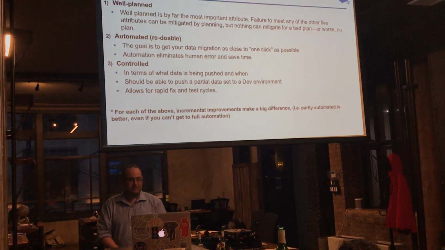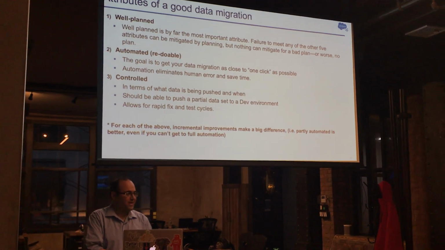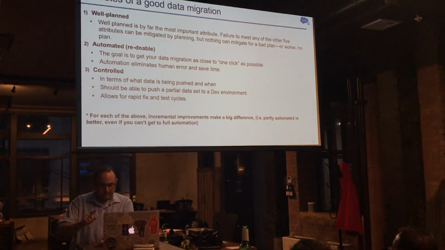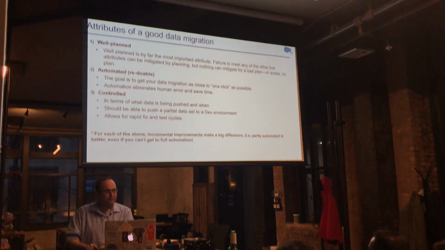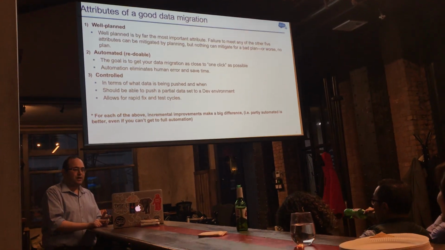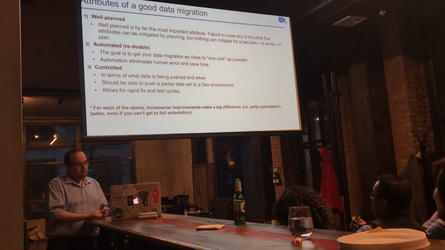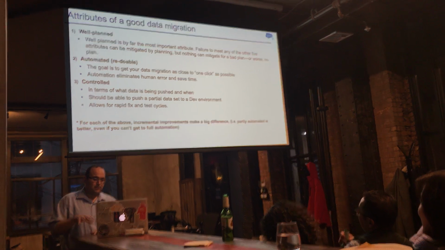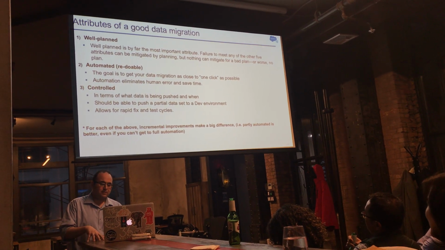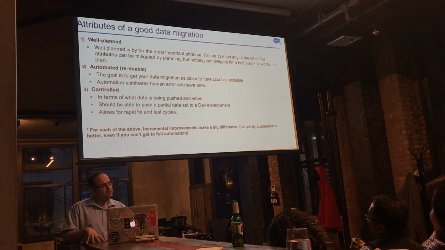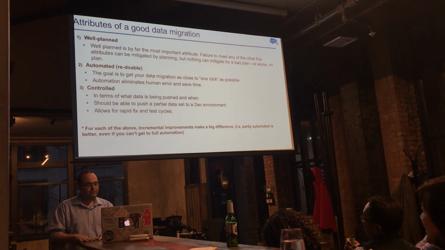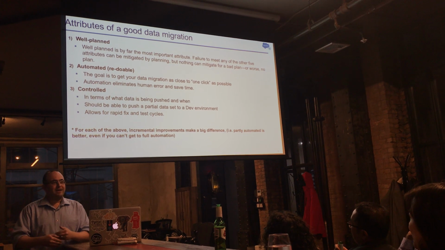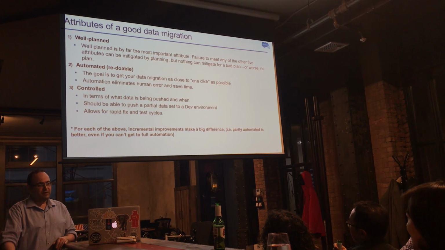First, well planned. It's not enough to have a plan. It must be a good plan. And good plans plan for failure, and they plan for problems, and they plan for your timeline, right? And they plan for every possible thing that can go wrong. That's what a good plan is. Well planned is by far the most important attribute, and the reason for that is that any of the other attributes can be compensated for by planning, right?